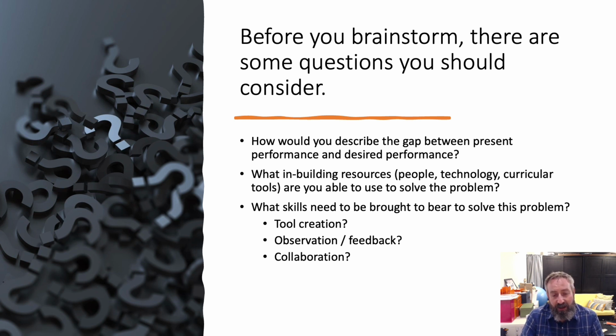Here are some key questions you might think about. How would you describe the gap between the present performance and the desired performance? What are the in-building resources, people, technology, curricular resources and tools that you might be able to use in solving this problem? And then finally, what skills need to be brought to bear to solve this problem? Do you need people who can create tools? Do you just need people who can conduct observations and provide timely feedback? Do you need strong collaboration skills?